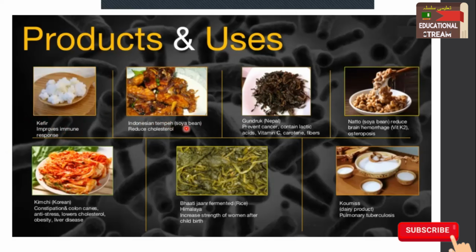Indonesian tempeh, which is made from soya beans, reduces cholesterol. Then in Nepal, gundruk, which prevents cancer, contains lactic acid, vitamin C, carotenes and fibers. Then natto, made from soya beans, reduces brain hemorrhage. It contains vitamin K2, which fills the deficiency and helps prevent osteoporosis.